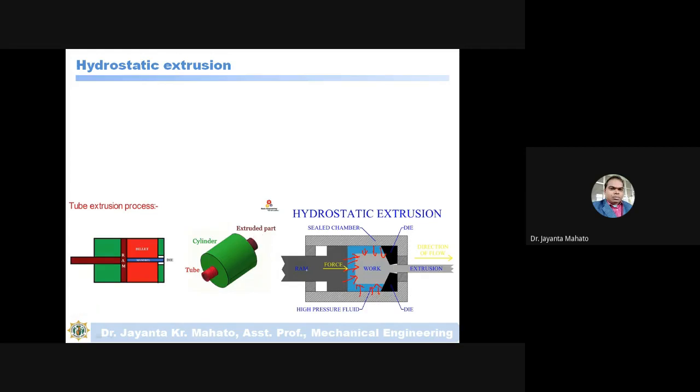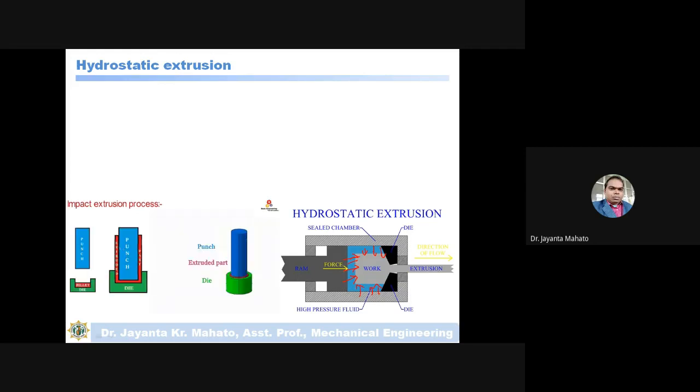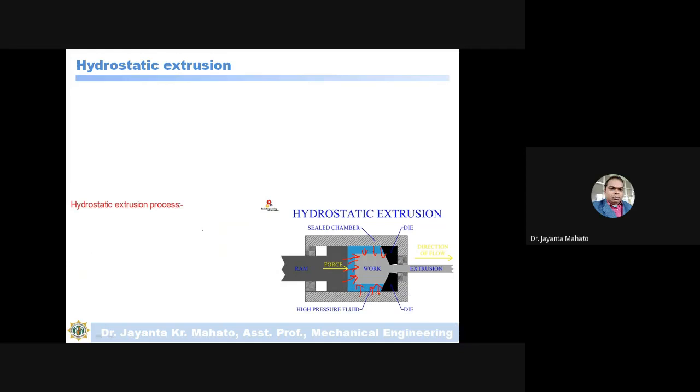Okay, in this case, just see this view. This is the ram, and in between the ram and the billet there is a liquid media. With the help of this liquid media, we apply the pressure to extrude the material. So in between billet and ram, there is a liquid media. Okay, understand?